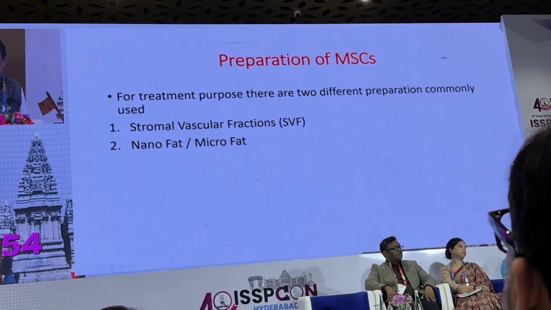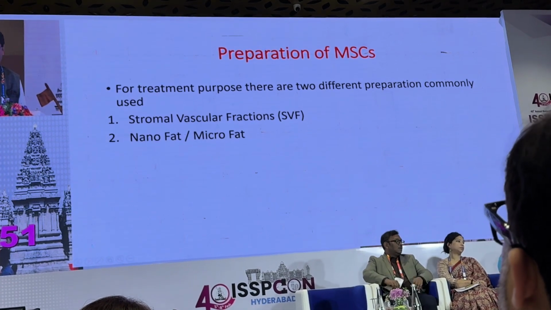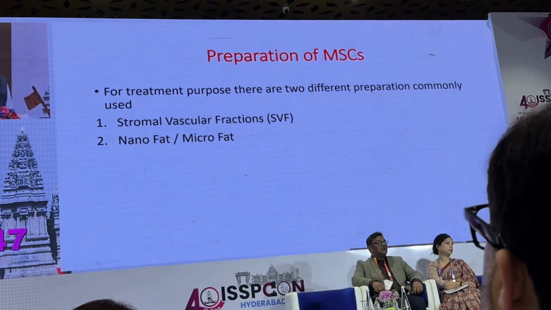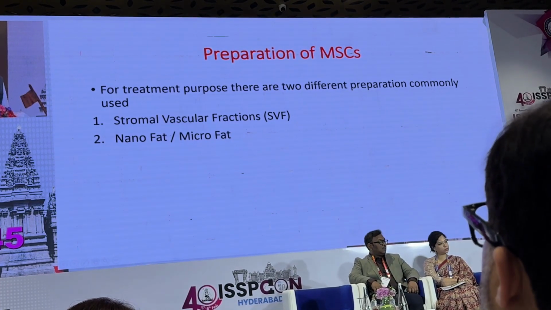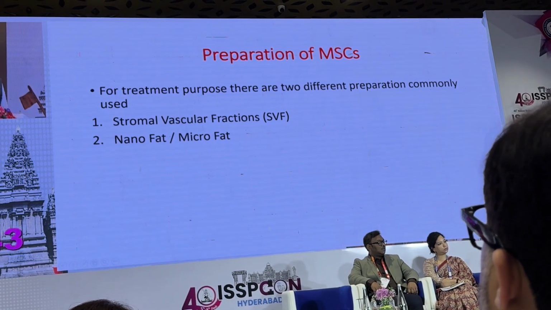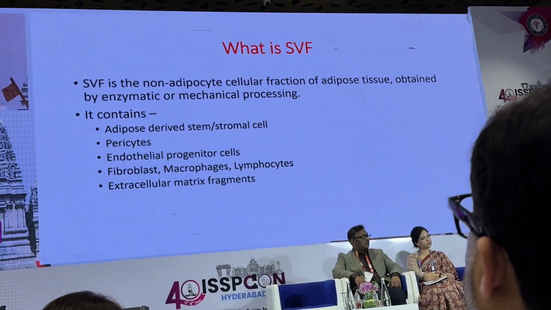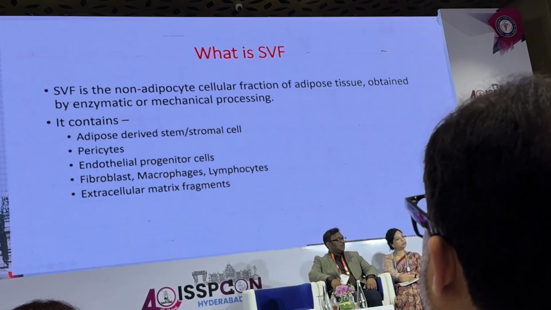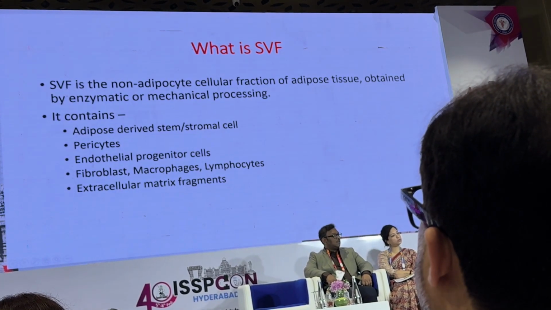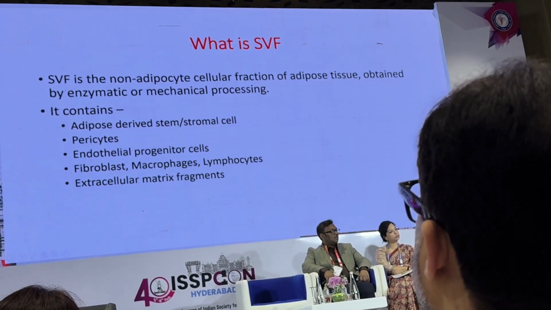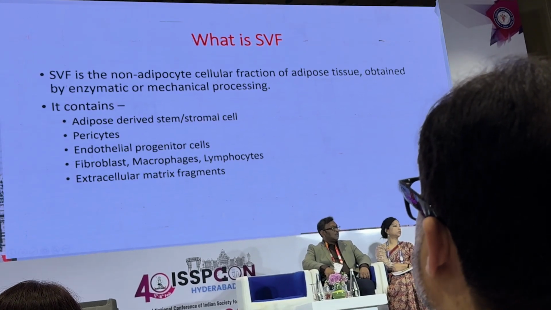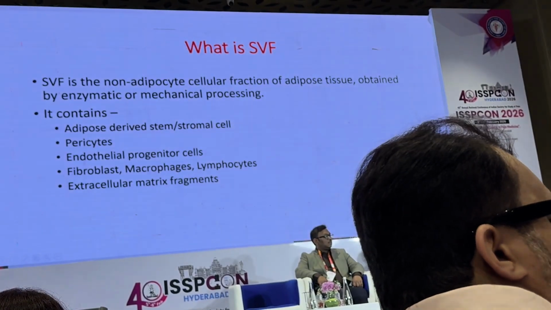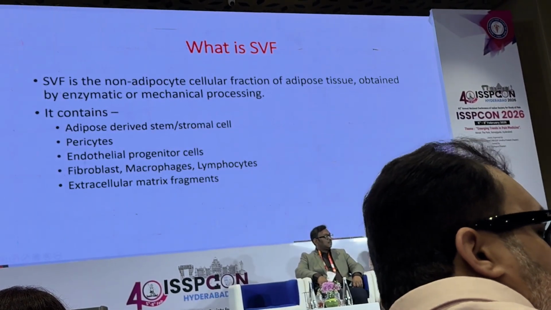So, the preparation of MSC. There are two types of preparation possible. One is the stromal vascular fraction and the other is nanofat. So what is SVF? SVF is a non-adipocyte cellular fraction of adipose tissue obtained by enzymatic or mechanical processing. It contains adipose-derived stem cells, stromal cells, pericytes, endothelial progenitor cells, fibroblasts, macrophages, lymphocytes, and extracellular matrix fragments.